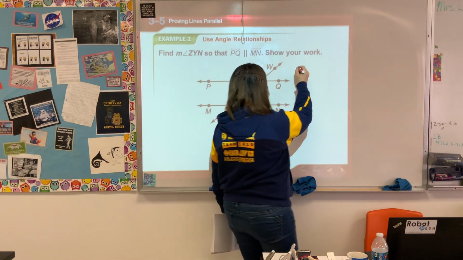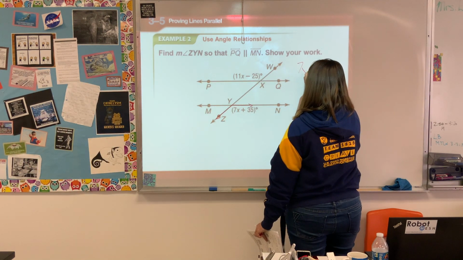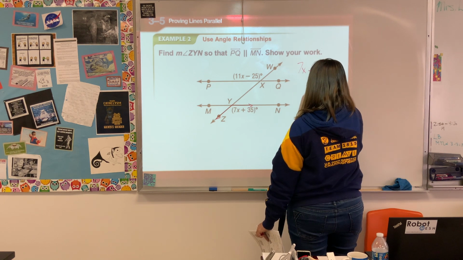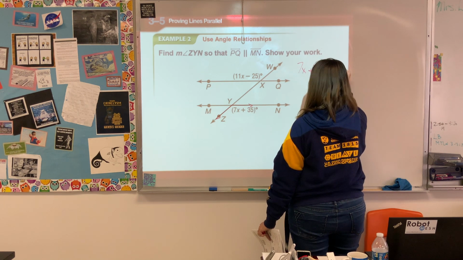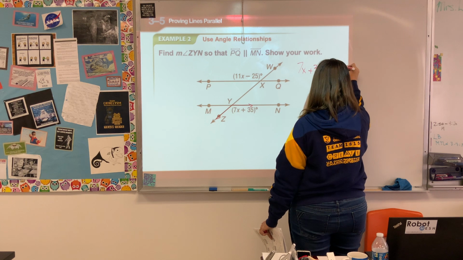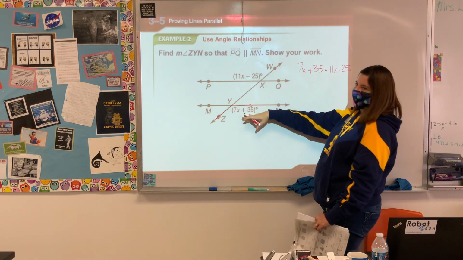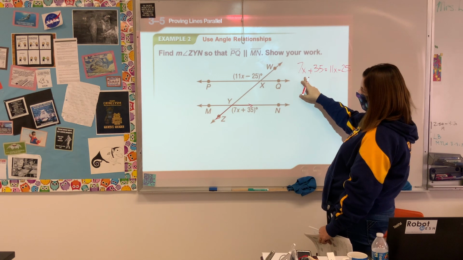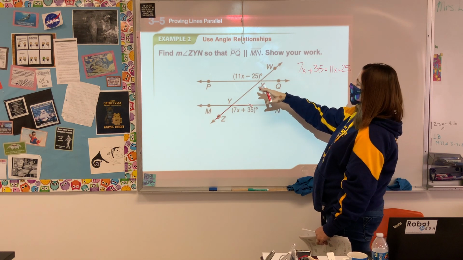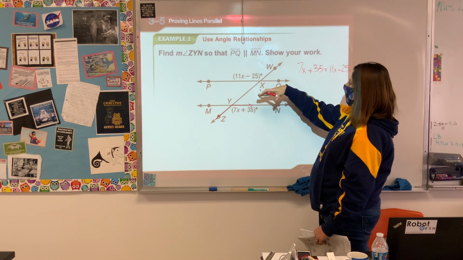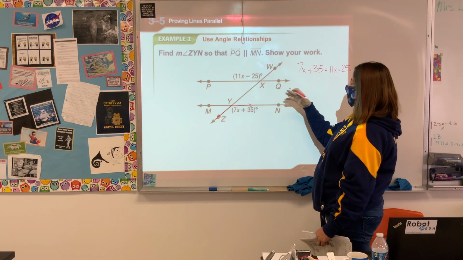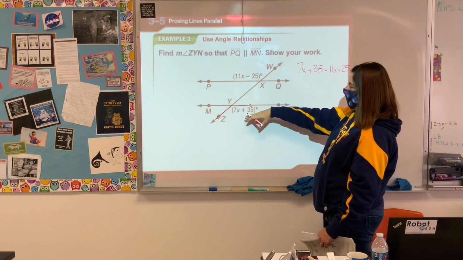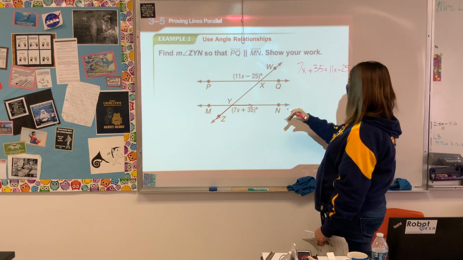So if we say 7x plus 35 equals 11x minus 25, that says these measures are exactly the same. So we need to find what x is. We have to solve for x and then plug that back in to determine what the angle is.